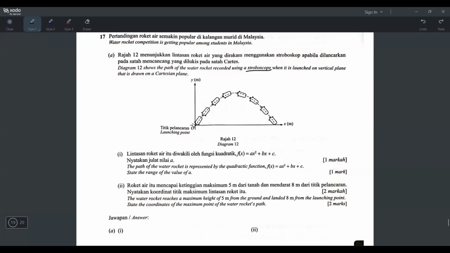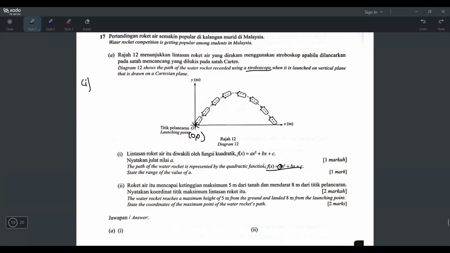Okay, okay, boleh. And the launching point is at 0, 0. Yeah, because they already put the y-axis, x-axis, right? So I can see this is another x-intercept lah, right? Okay, let's see number 1 first. So this is the path of the water rocket is represented by this function. State the range of value of A.